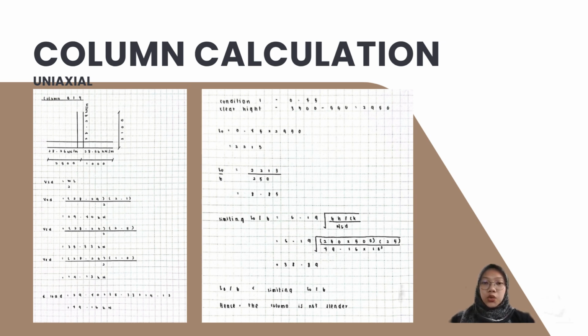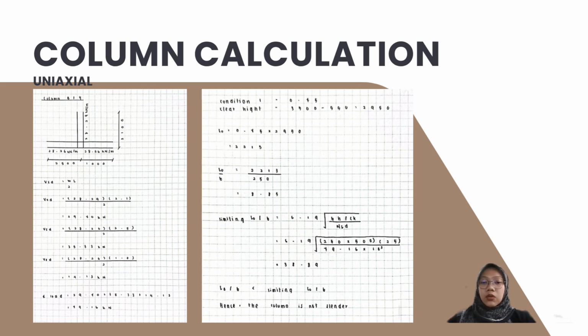Then we need to continue to determine whether the column is slender or not. So we need to know the clear height and also the condition. So for the condition, we got condition 1, which is 0.75, and the clear height we got is 2950. So then we need to calculate the LO over B, and also limiting LO over B. Then for LO, we need to times 0.75 with 2950, then we got 2213. Then for LO over B, we got 8.85.